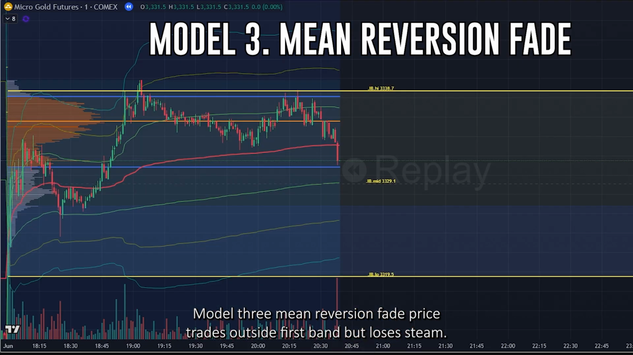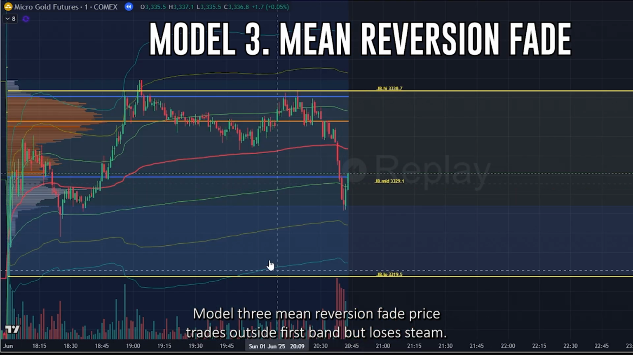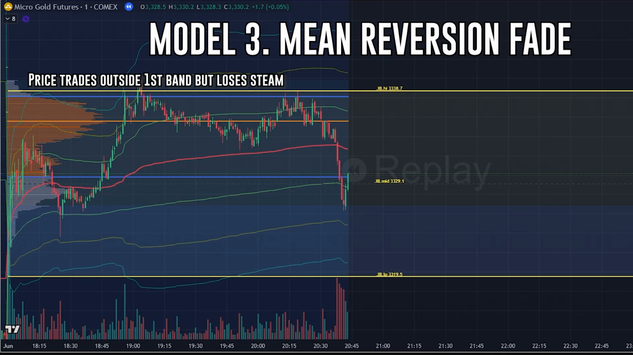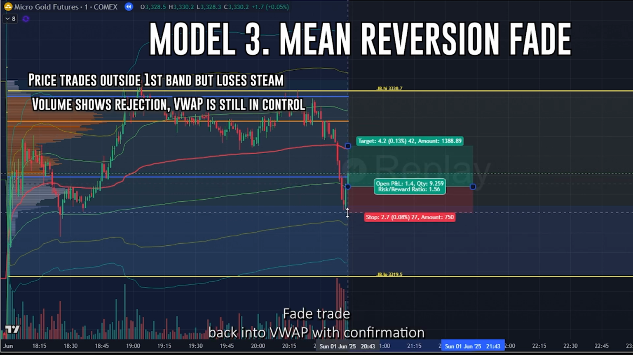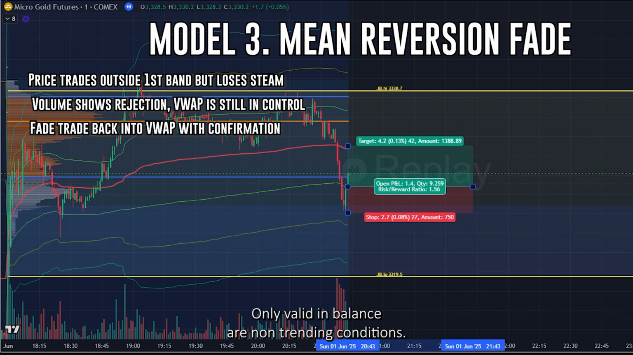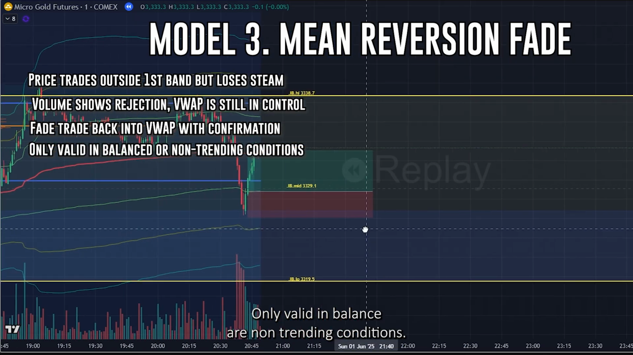Model 3, mean reversion fade. Price trades outside first band but loses steam. Volume shows rejection. VWAP is still in control. Fade trade back into VWAP with confirmation. Only valid in balance or non-trending conditions.